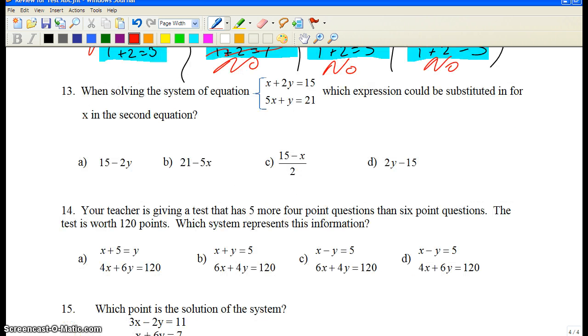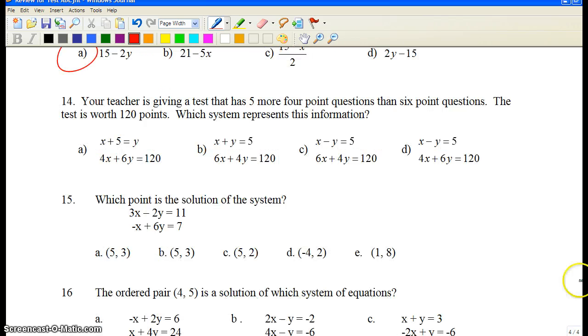So number 13, for a solution to this system, which expression can be substituted in for x in the second equation. So we're looking to put it into the second equation, and we want to put it in for x, so we locate the x variable in the first equation and we solve for that. So I'm going to minus 2y from both sides, and we get negative 2y plus 15, and that's what you wind up substituting back in to the second equation to solve it. So that answer is 8.